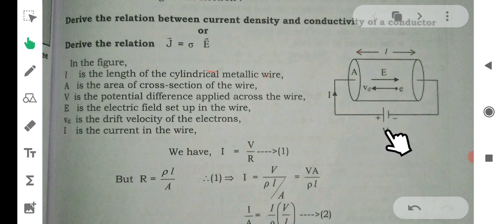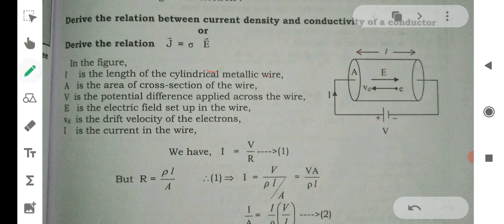And V means potential difference applied across these two ends of the conductor, and E means electric field set up in the wire. Vd means drift velocity, e means charge on the electron, and I amount of current is flowing in this wire. So V is the potential difference applied across the metallic wire, I is the current flowing through the wire, L is the length of the cylindrical wire, E is the electric field set up in the metallic wire, and capital A is the area of cross section of the wire.